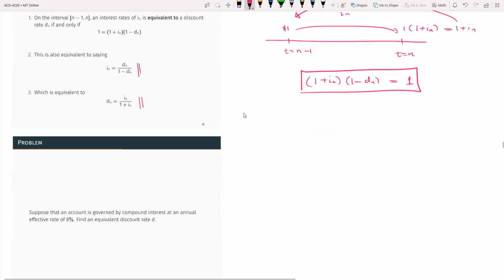So suppose that an account is governed by compound interest at an annual rate of 8%. Find an equivalent discount rate d. So you can write the formula. So what's d? You'll see in this second formula, it's going to be i_n over 1 plus i_n, which is 0.08 over 1.08. You can simplify and get that.